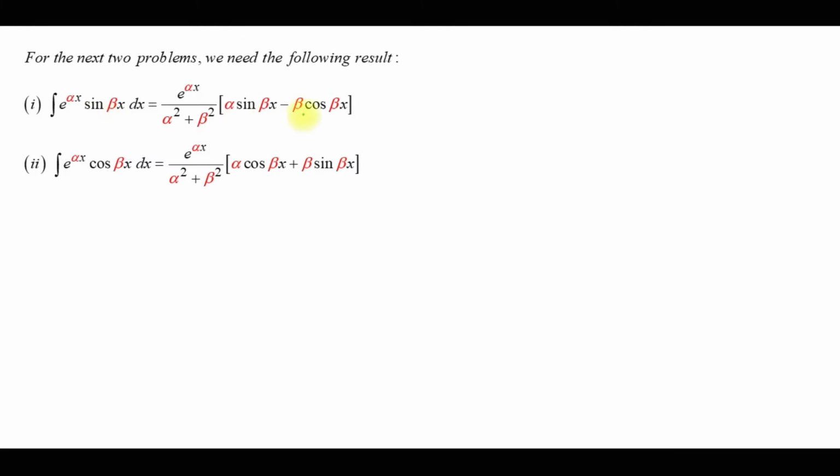For the sine formula, we have a minus term. For the cosine formula, we have a plus term. So here it is α sin β cos, and here it is α cos β sin.